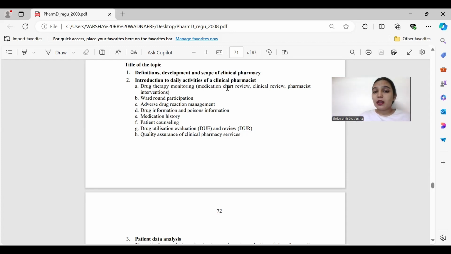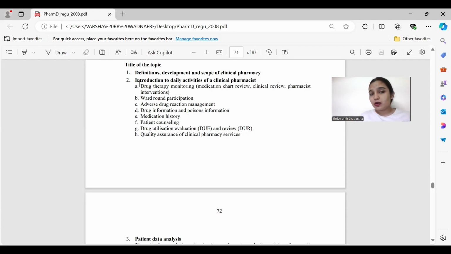Drug therapy monitoring, medication chart review, clinical review, pharmacist intervention, all-round participation, adverse drug reaction management. You will have different types of forms for each and everything. You will have to fill up for each and every patient if you find anything, and even if you don't find anything. Then drug information, poison information, medication history, patient counseling, drug utilization evaluation and review. Quality Assurance of Clinical Pharmacy Services, G Chapter, Drug Utilization Evaluation, and DUR will be asked for 5 marks.